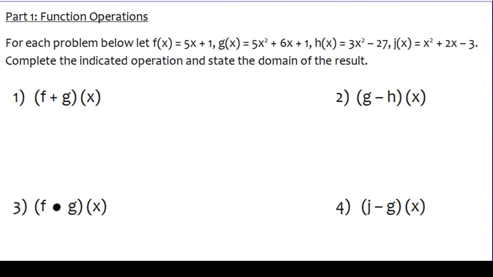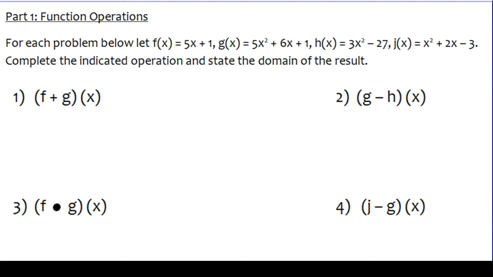Okay, so we're going to go through the review for the Unit 2 quiz on operations, compositions, and inverses. This first section deals primarily with operations: add, subtract, multiply, divide. At the top we have f of x, g of x, h of x, and j of x. All of the problems below refer to those letters, so you just have to go up and look for the function. The first one is asking us to do f plus g of x.